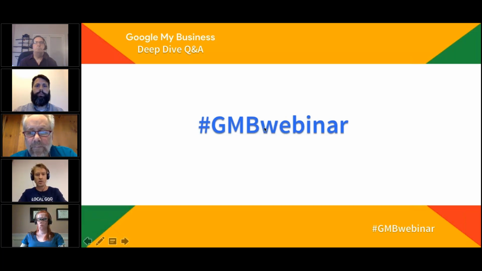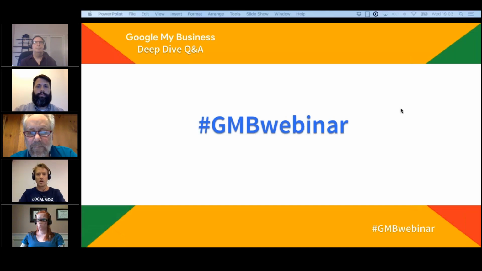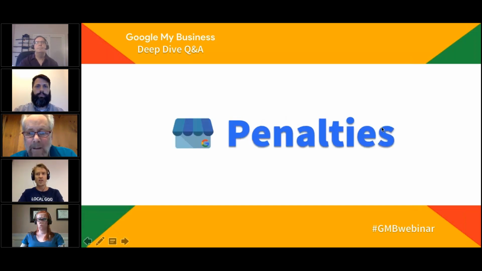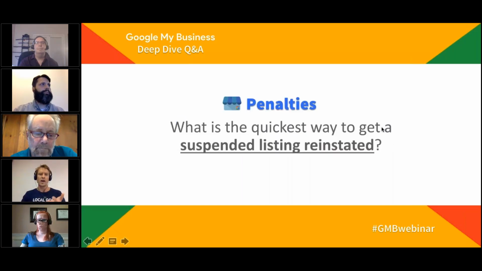Okay, so without further ado, let's have a look at the first questions that we've got. And the first section is on penalties. And the first question is, what is the quickest way to get a suspended listing reinstated? And I'm going to throw that over to Ben to get us started. So Ben, what's your answer to this particular question?